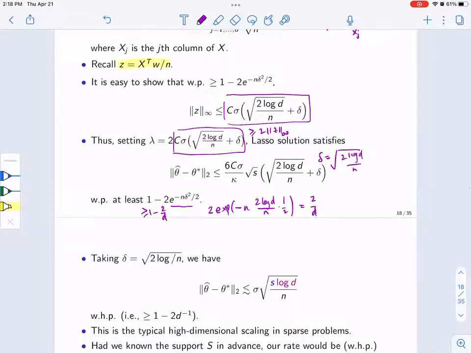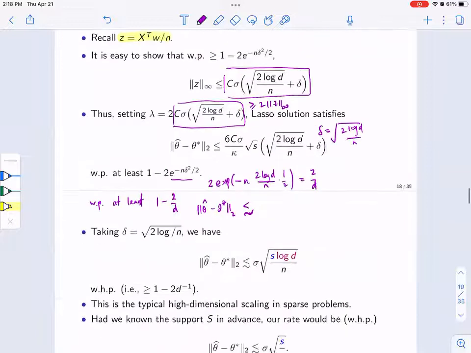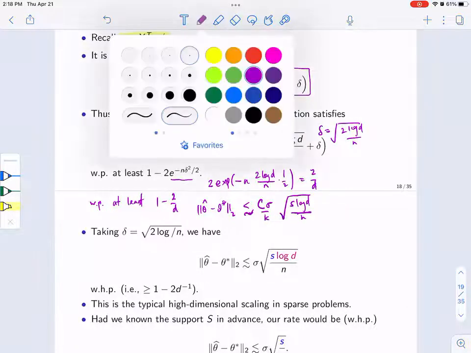And then you can absorb the constant, so you would get basically with probability at least 1 minus 2 over D, you'd get theta hat minus theta star less than or equal to, I'm going to absorb the constant. So I'm going to write something like this. C sigma over kappa times root S and then root log D over N. And I'm just going to combine the roots here. So you get root S log D over N. So that's the end result.